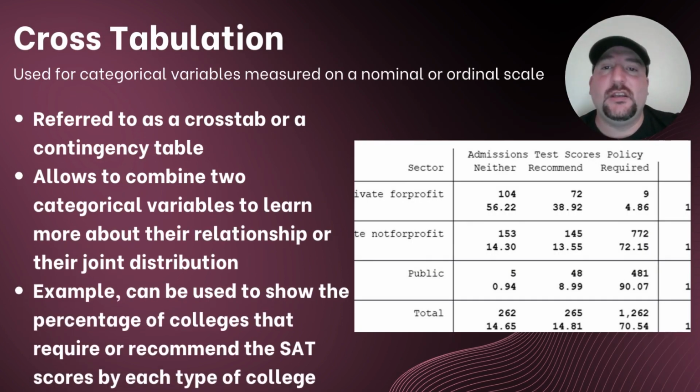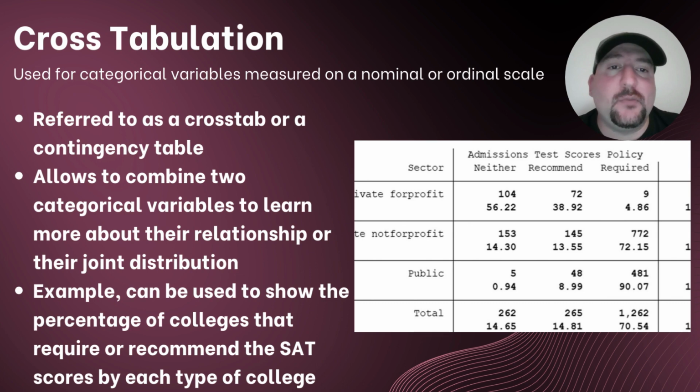Cross tabulation is used for categorical variables measured on a nominal or ordinal scale, also referred to as crosstab or contingency table. A cross tabulation allows you to combine two categorical variables to learn more about their relationship or their joint distribution. For example, cross tabulation is used to show the percentage of colleges that require or recommend the SAT score by each type of college. We can see in the table the number on top represents the actual number of colleges in that category, and the number below is the percentage.